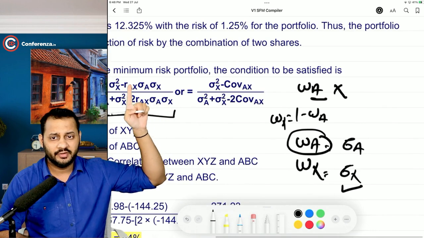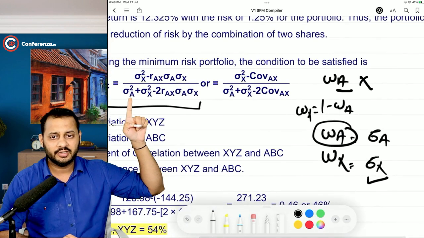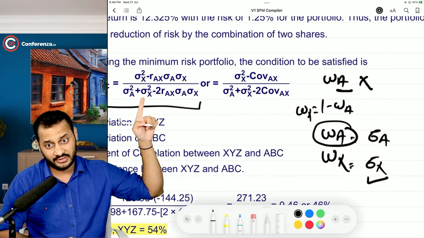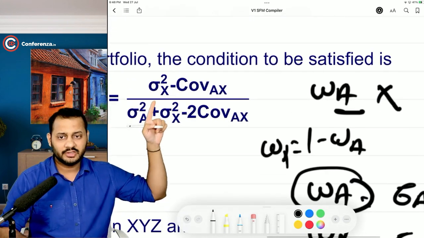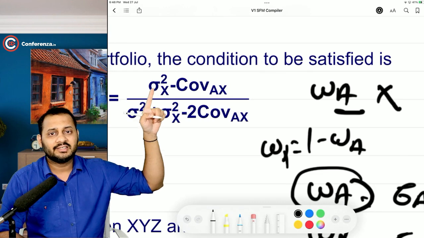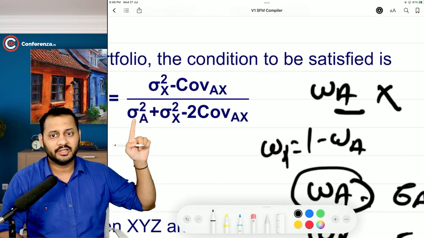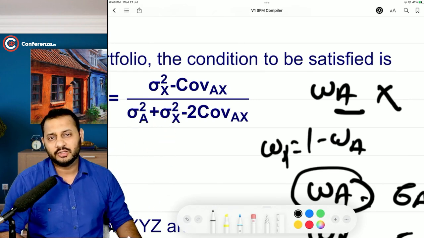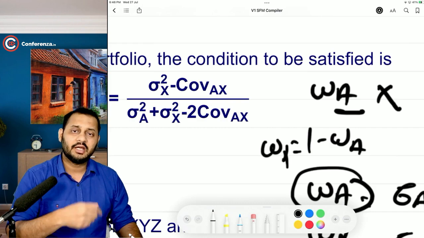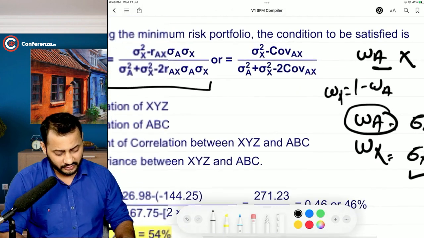This is the covariance of AX. Do you remember? Rho AX into standard deviation of A, standard deviation of X. In the denominator, you take the variance of A, variance of X, both securities, minus again 2 into covariance. So this formula is very easy to remember: the second security's variance minus covariance of AX, divided by variance of the first security plus variance of the second security, minus 2 into covariance of AX. Let's try putting the values in that, find out the answer, and then we will understand the logic of this formula.